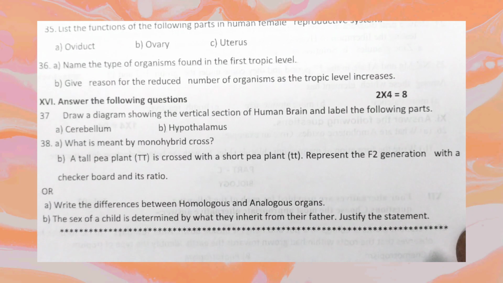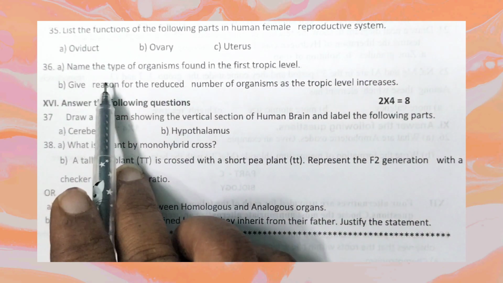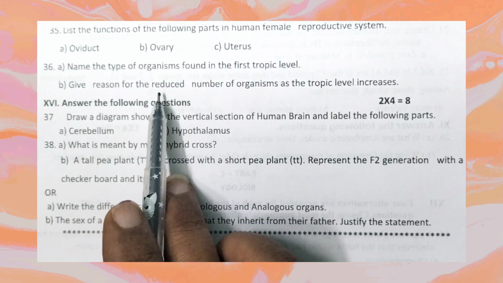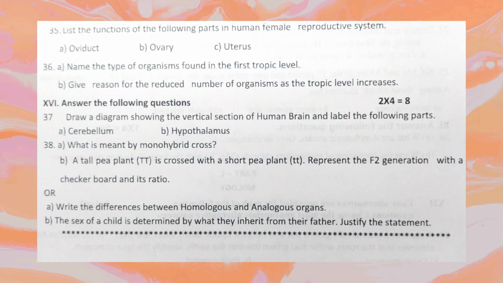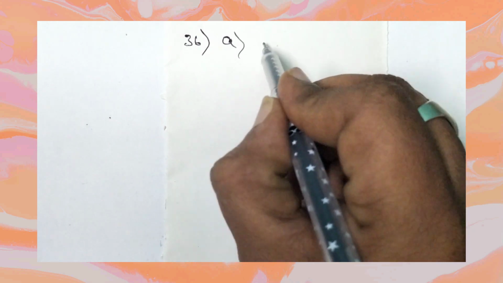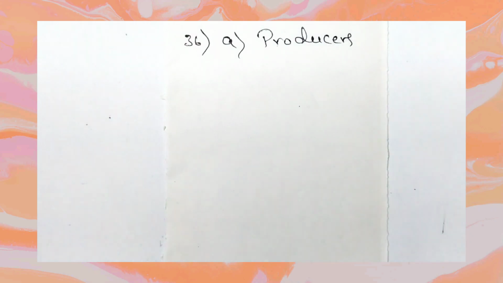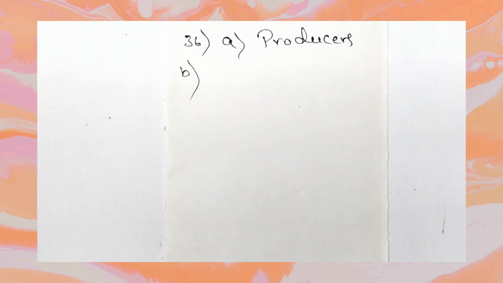So the next question is the 36th question. Name the types of organism found in the first trophic level. Give reason for the reduced number of organisms as the trophic level increases. Now let us answer it. The first question is, name the type of organism found in the first trophic level. The organisms found in the first trophic level are producers. That is the answer for the first question. So which is more in number.